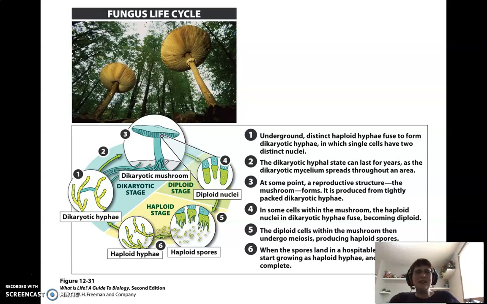Fungi are weird. They are completely different as far as their reproduction. No other group of eukaryotes do this, as far as we know. So they have these 3 different life stages that they undergo for their reproduction.